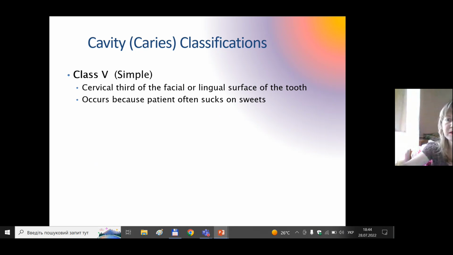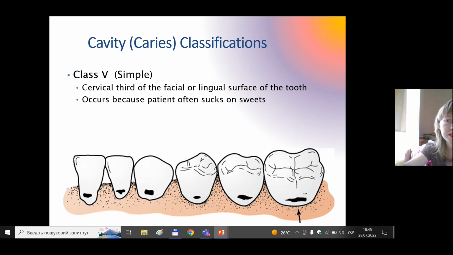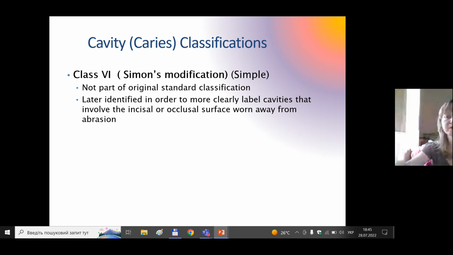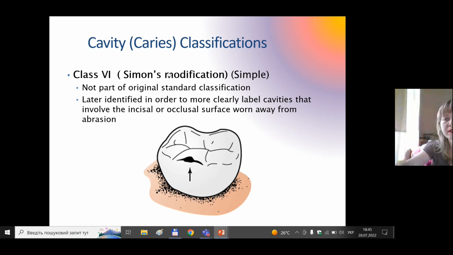And class 5, it is simple cavities. They are localized on the cervical third of the facial or lingual surface of the tooth. It occurs because the patient often sucks on sweets, or possibly has bad oral hygiene. And do not be confused.